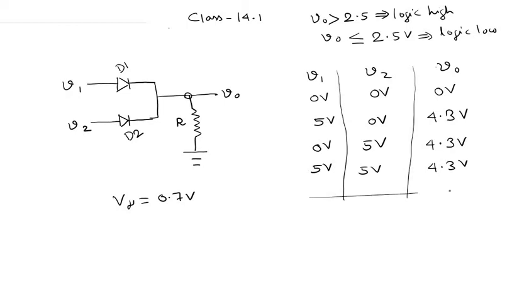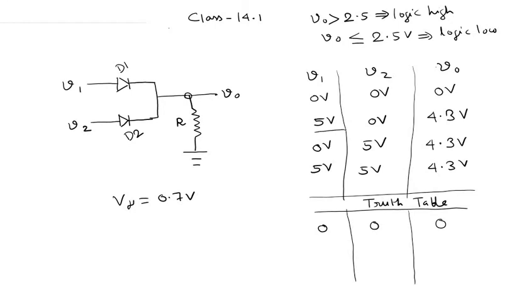So if we write this truth table here, when V1 is low and V2 is also low, so logic 0 and logic 0, then the output is logic 0. When V1 is 5 volts and V2 is 0 volts, that is V1 is high and V2 is low, then the output V0 is 4.3 volts, and 4.3 volts would be considered as high. So when V1 is 1 and V2 is 0, the output is high, so 1 here.